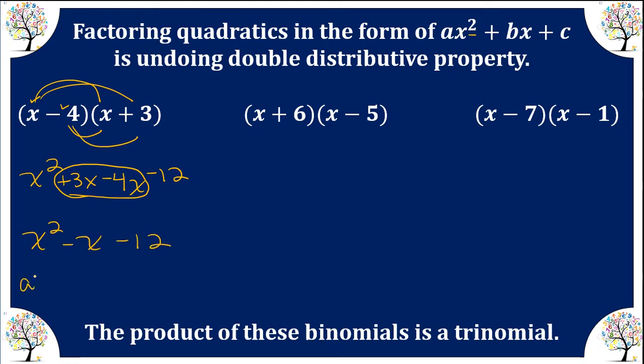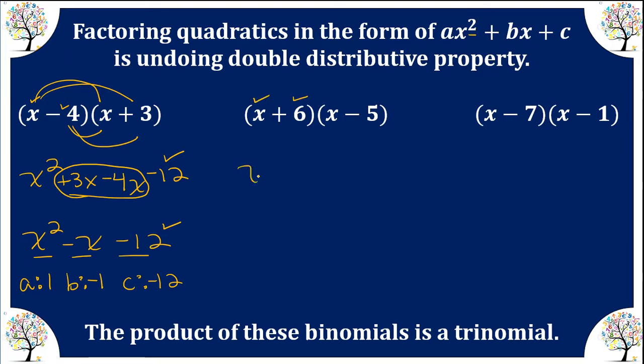Now our a value is 1, our b value is negative 1, and our c value is negative 12. So notice that we originally got 4 terms, and then we combined to get 3 terms. This is going to be very important when we learn how to factor a trinomial such as x squared minus x minus 12. Our second problem of double distribute, we're going to distribute the x and then 6.